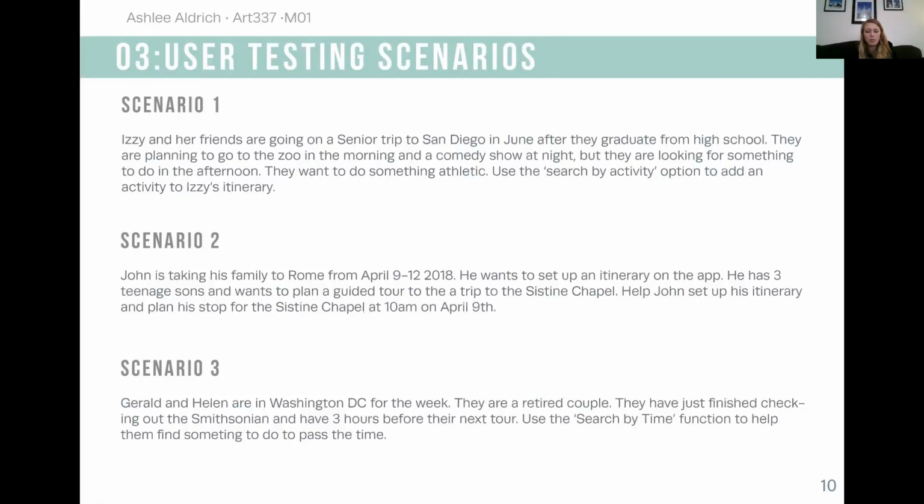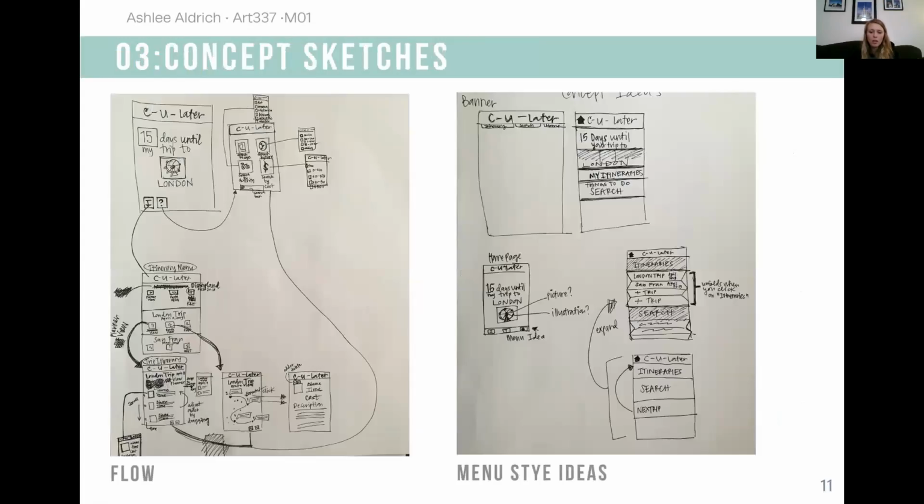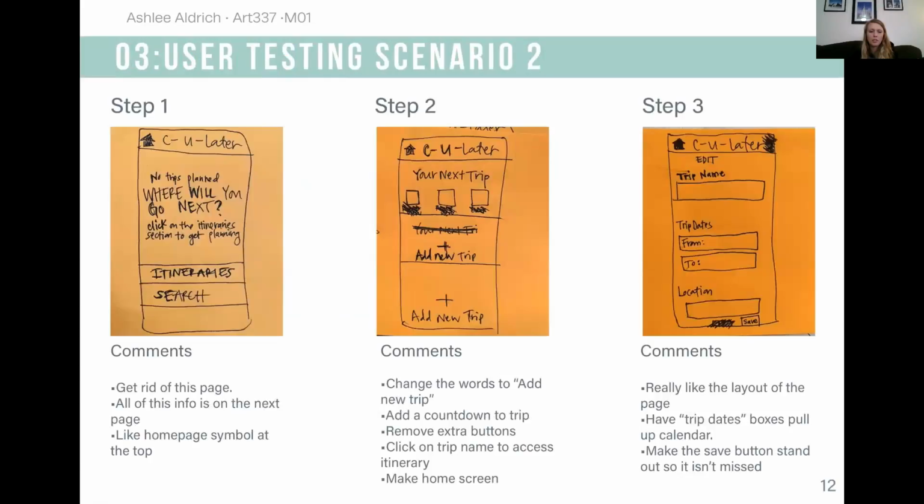And then the third one is using the search by time function, meaning if you have an hour left in your itinerary or you find yourself with some extra time, you can search depending on how much time you have and see what's available in the area. About some basic concept sketches.